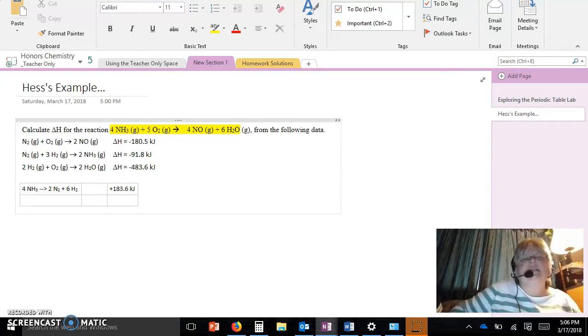Okay, now in this case, oxygen is my next reactant, and I've got oxygen in 2 places here. So I'm going to leave the oxygen for right now, and I'm going to go to something a little simpler. NO is something else that I need. I need it as a product. And I see in this first reaction, I've got NO as a product. So I'm not going to have to worry about flipping my reaction.